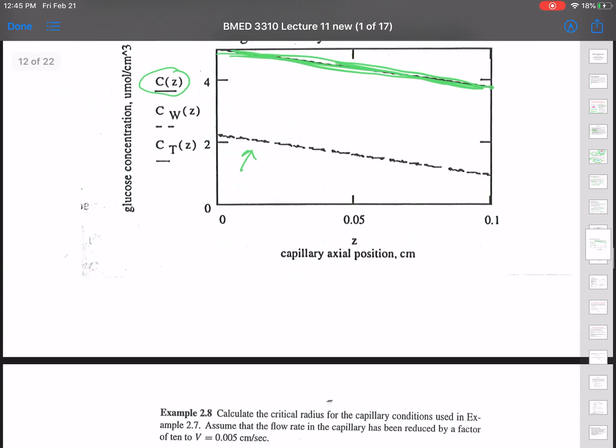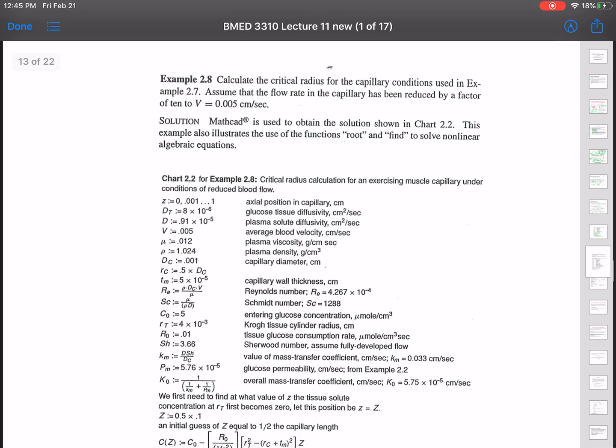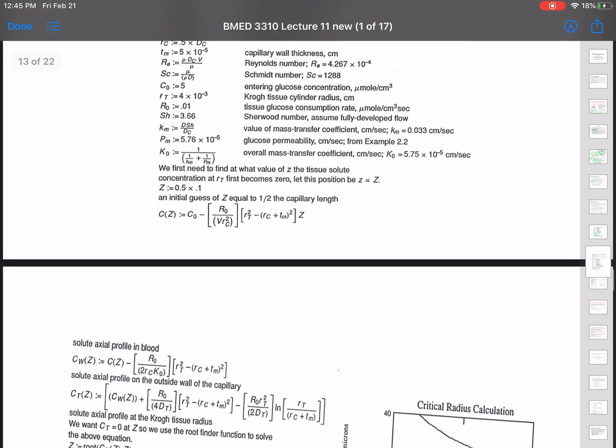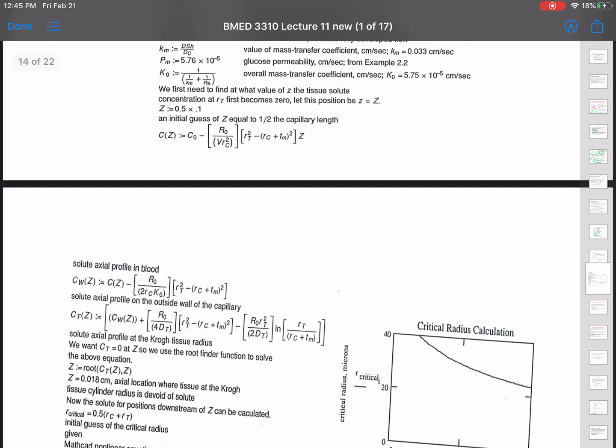Okay, so anyway, that's what happened there. And now she's doing the same example, only she's just plugging in 0.